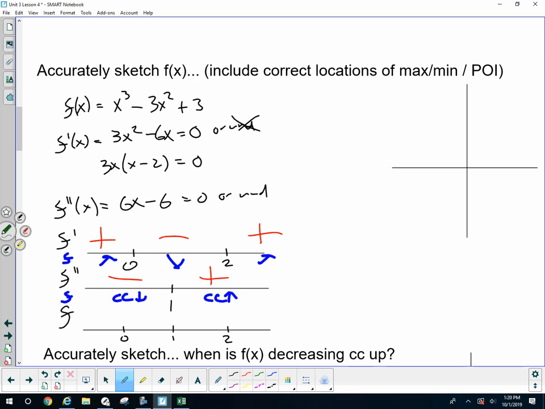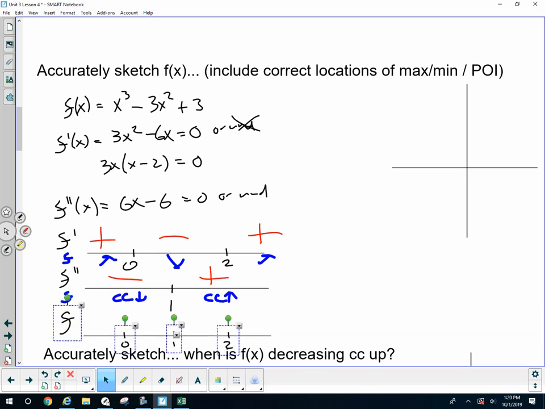We could throw in another layer if I wanted to. Maybe it'll help us with certain problems. Oh, f double prime is negative. That means f prime's prime is negative. That means f prime is going down. Maybe you include that for certain questions. Maybe it helps you. Maybe it doesn't. But remember, the sign of a derivative tells us if something is going up or going down. Since f double prime is negative, f prime is decreasing.